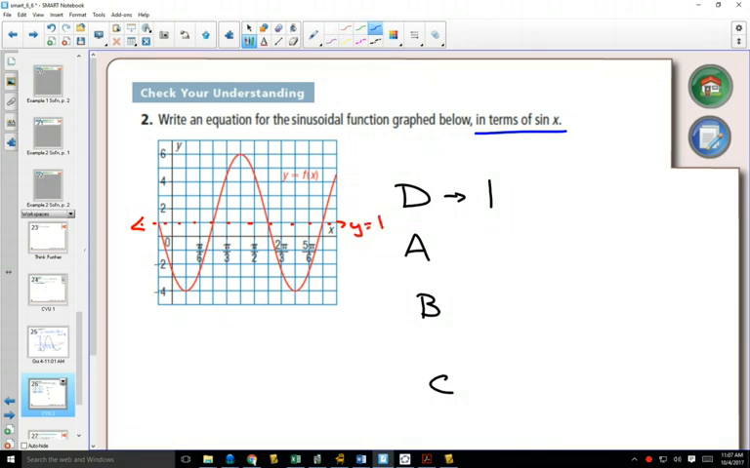Our a value would be the next thing that we would put on our graph. If we were graphing this, we'd use our a value, which is our amplitude. In this case, what is our amplitude? It's equal to 5. When we talk about our amplitude, it's always going to be positive, because it's the distance from the middle to the maximum.